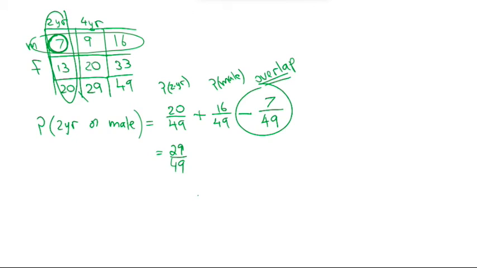When you add up the 2-year degree, you go 7 plus 13 is 20. When you add up the males, it's 7 plus 9 is 16. So if I try to add the 20 and the 16, I'm actually adding that 7 twice. And I really only want to add it once, so I have to take away the overlap.